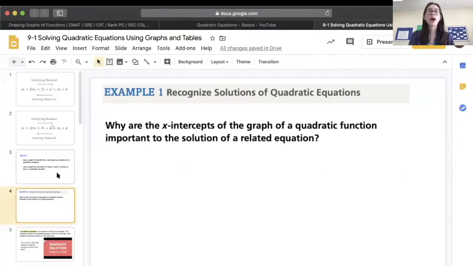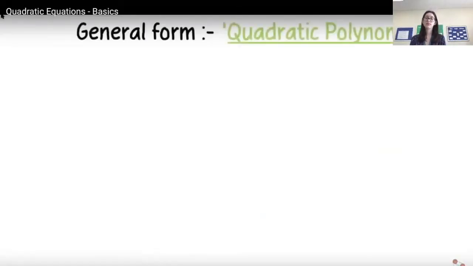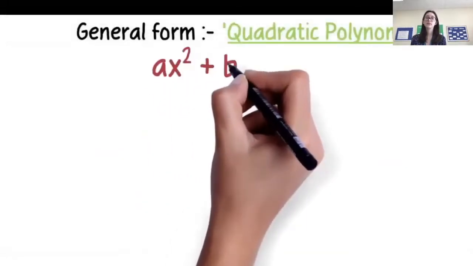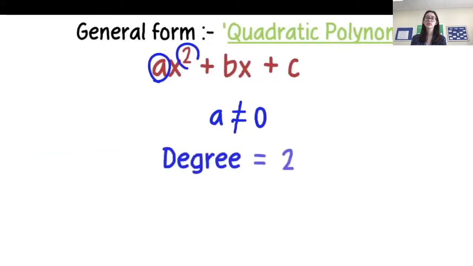For example 1, why are the x-intercepts of a graph of a quadratic function important to the solution of a related equation? A quadratic equation is an equation of the second degree, so that's where the highest exponent is 2. The related function of a quadratic equation with 0 on one side is the quadratic expression given on the other side. The general form of a quadratic polynomial is ax squared plus bx plus c, where the constant a is not equal to 0. The degree of the quadratic polynomial is 2.